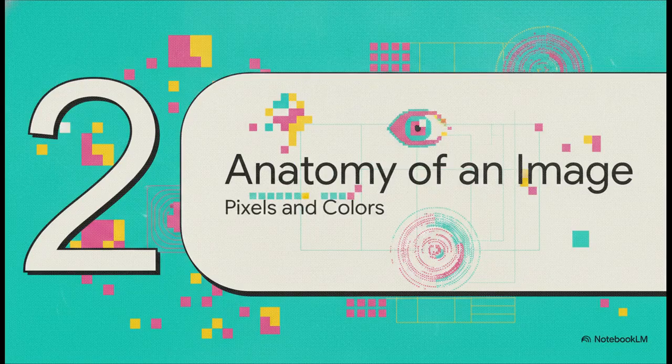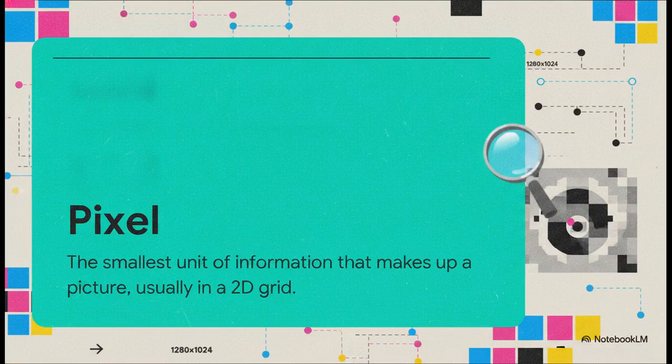Moving right along to Section 2, the anatomy of an image. It all starts with a tiny square, the pixel. This is the foundation of everything a computer sees. A pixel is just a picture element, literally the absolute smallest unit of info in a digital photograph. They're usually arranged in a flat, two-dimensional grid. So when you hear the word resolution regarding a screen, like a monitor that's 1280 by 1024, it just means we're counting those pixels across and down. 1280 pixels from side to side and 1024 from top to bottom.